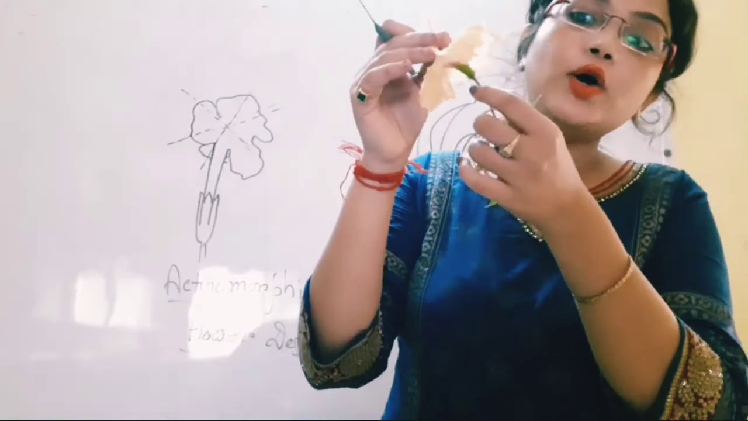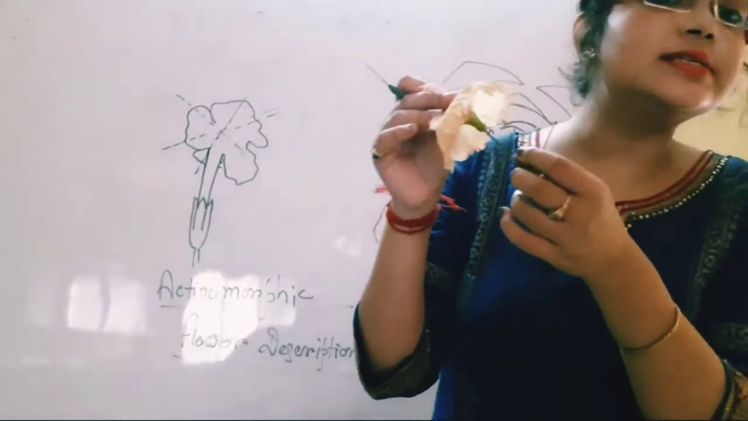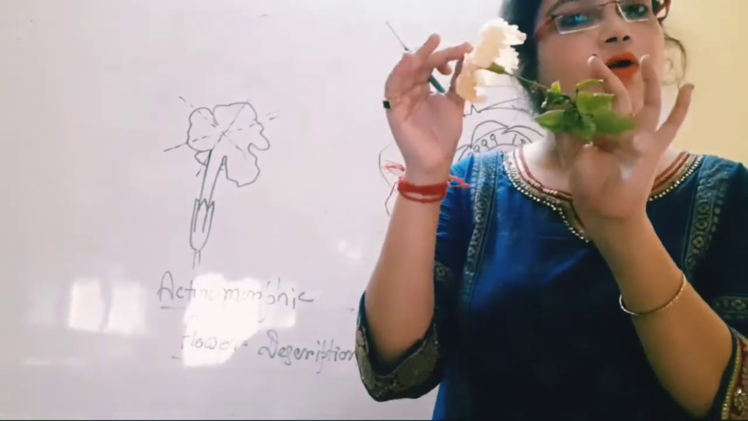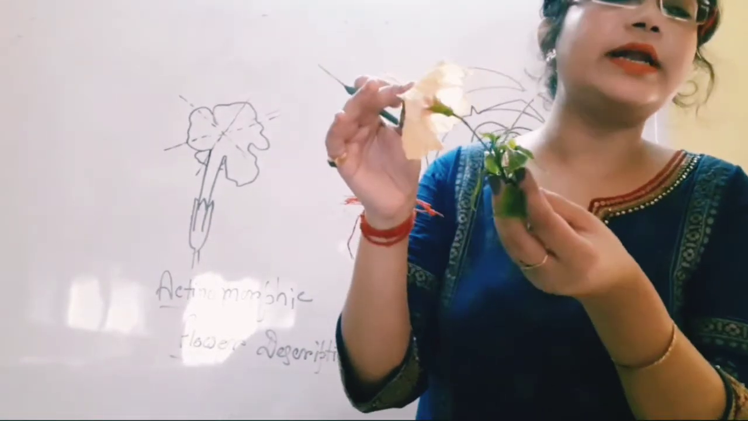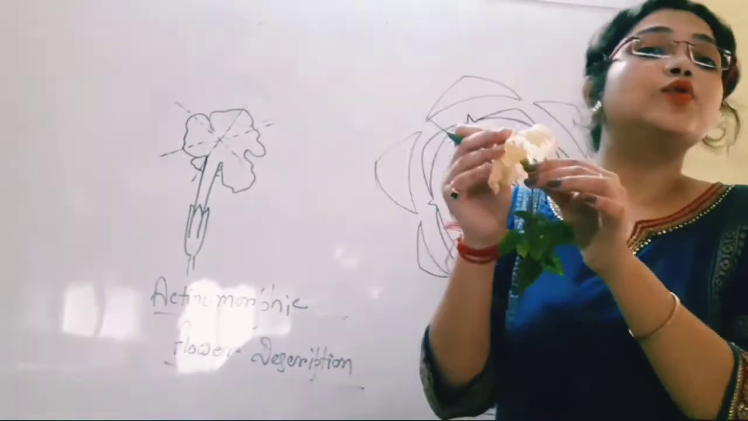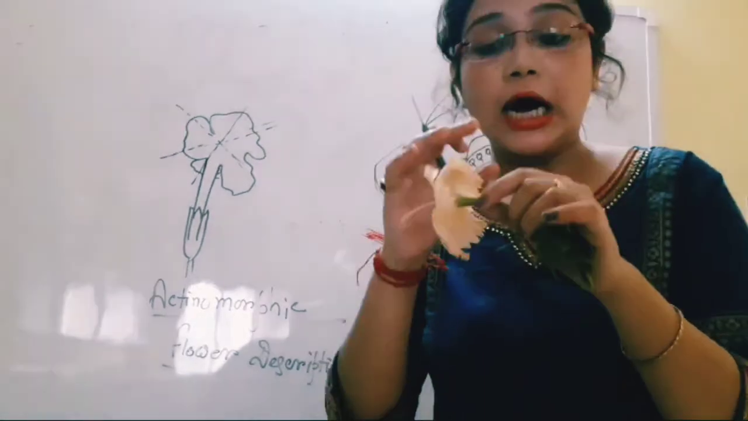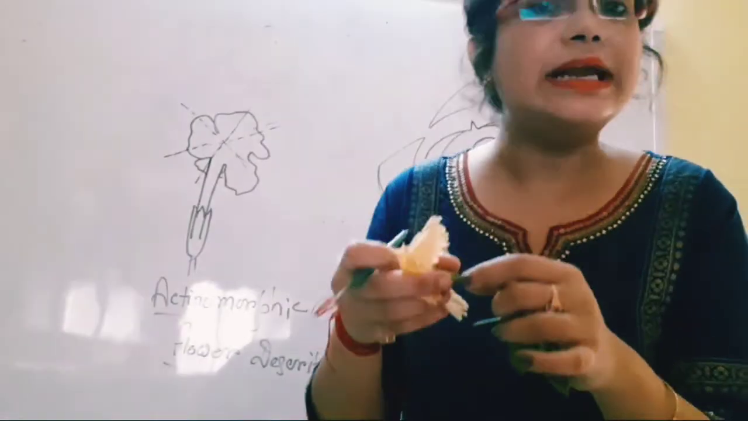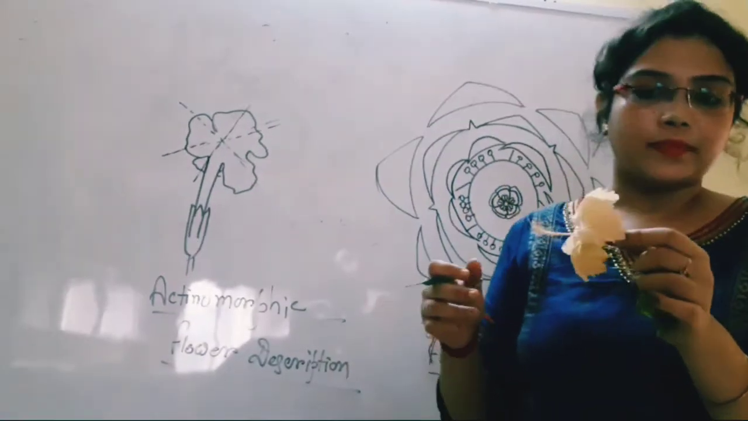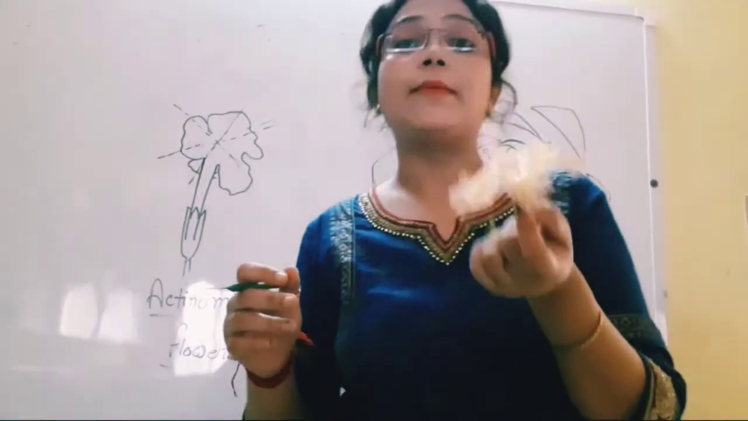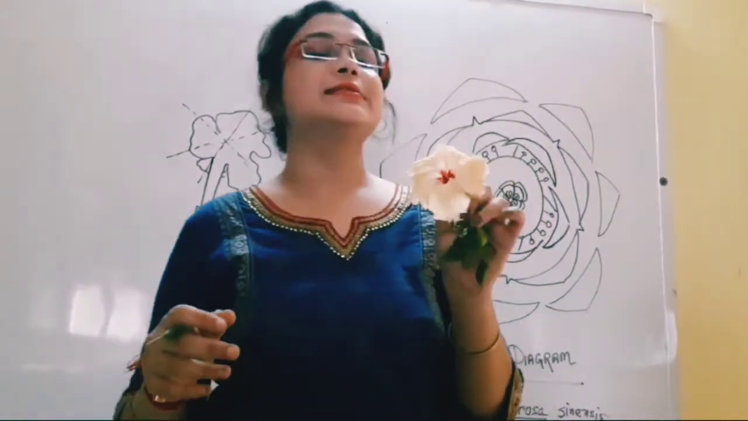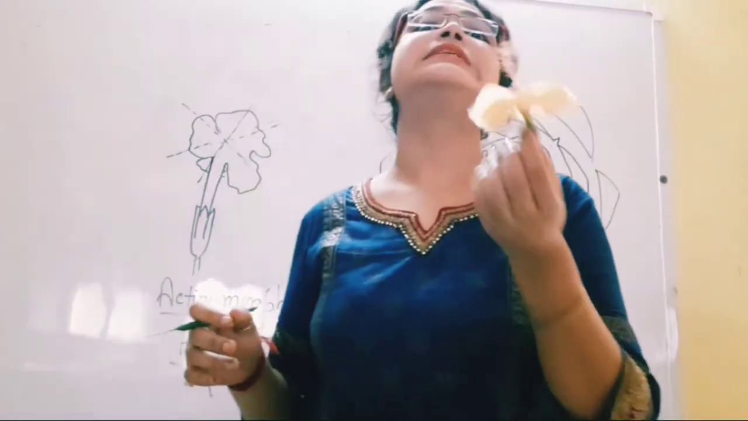Look, a long stalk-like region is there that helps to attach the flower with the stem. The remaining portion is known as the pedicel. The flower which contains this kind of pedicel is known as a pedicellate flower. Yes, the Malvaceae family, Hibiscus rosa-sinensis, is a pedicellate flower.